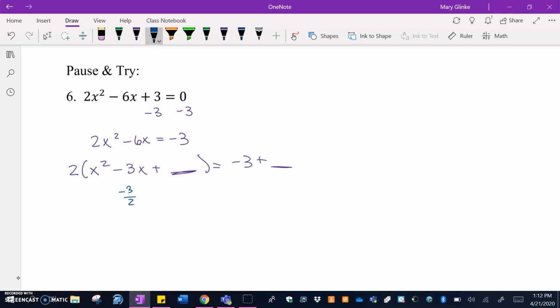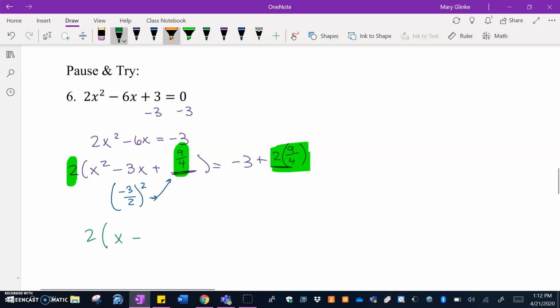Now, when you did this one, you should have gotten this weird fraction here, because when you do b divided by 2 and square it, it does not become a very nice number. It is actually going to be 9/4. And so on the right-hand side, remember, we can't just add 9/4 to that side. We still have that 2 to consider as well. So a times your c, a times your c for that. We're going to go ahead and factor the left-hand side. Now, when we did b divided by 2, that is the value that's going to go inside of your factored form.